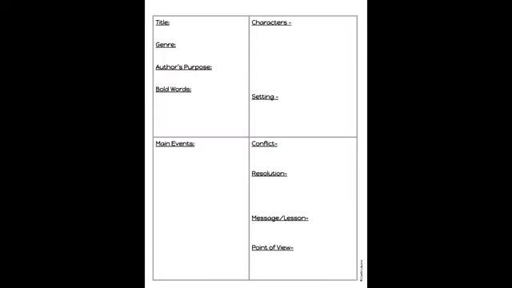This is the Foursquare. And one thing I did change on this Foursquare, I teach fourth grade, so on the Foursquare that I use, we use problem and solution. So I did change those words to conflict and resolution.